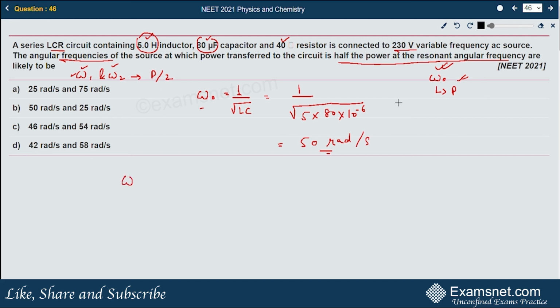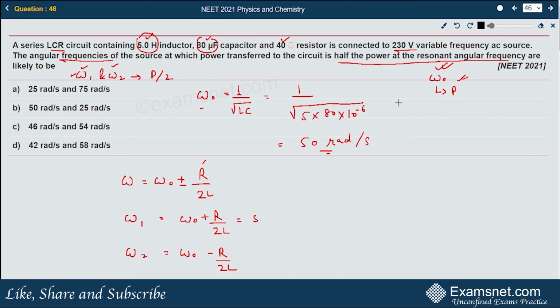The formula for half power frequency is omega naught plus minus R by 2L, where R is the resistance and L is the inductance. Here we know that there are two half power frequencies. First one is omega 1 and second one is omega 2. So for omega 1 we'll write omega naught plus R by 2L, and omega 2 will be omega naught minus R by 2L. So let's put these values.